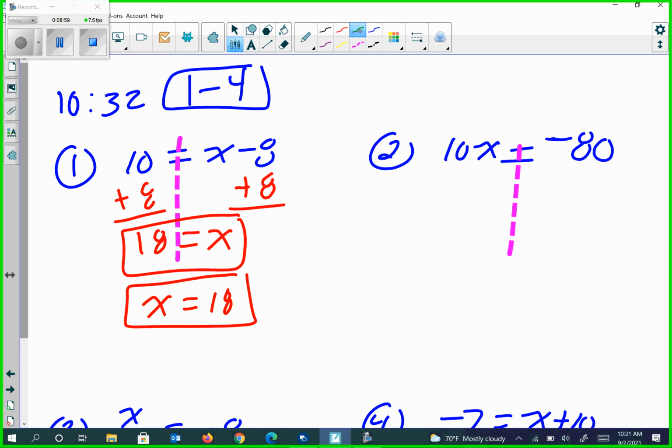Okay, what should I do to get x all by itself? Divide. Why is it divide by 10? Yeah, you're multiplying, right? 10 times x, or 10 and x, is multiplied. So I'm going to divide each side by 10. Very good. So I'm going to cancel that, and I'm going to get x is equal to -8.